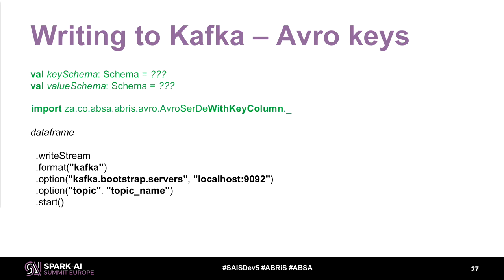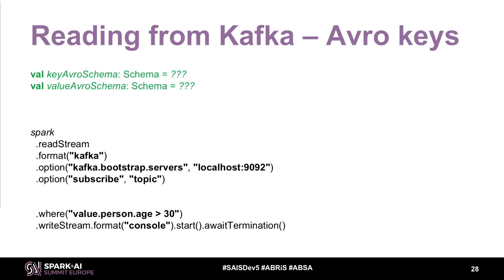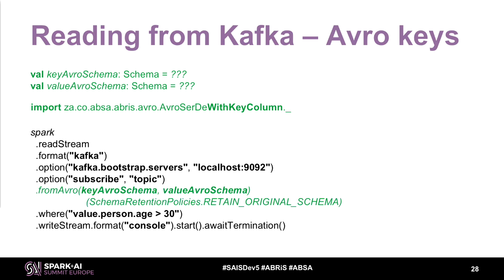We import the library, but this time the API with key column, and we call again to Avro, passing in both schemas this time. Reading, again, the key and value schemas, import the library with key column, and pass in both schemas to the from Avro method.